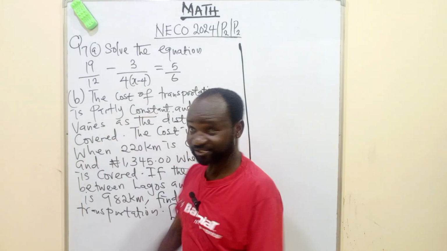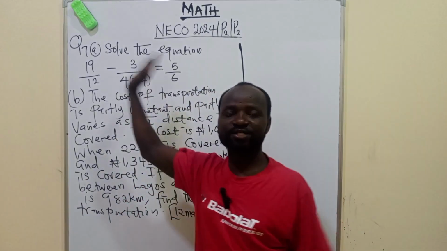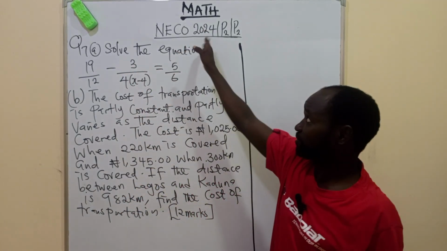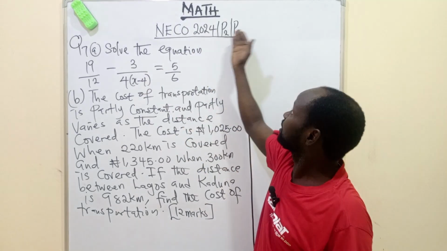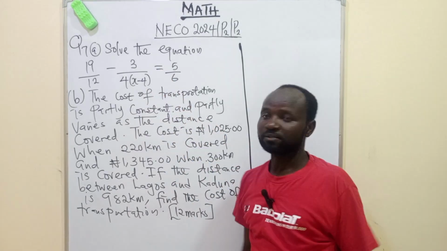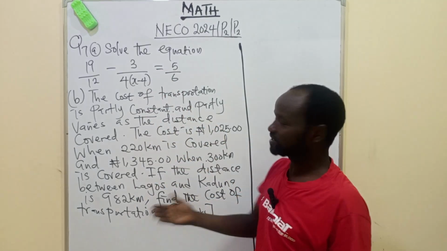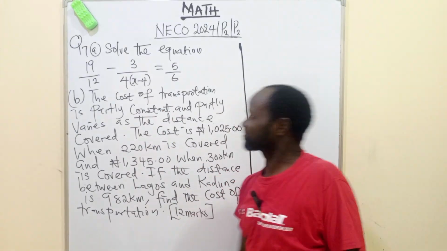In today's presentation, we continue with our solutions to Senior School Certificate Examination, NECO 2024. This is part 2, paper 2. The part 2 is the optional part. This is question 7a and 7b with us. Please, let's look at how we can solve this together.